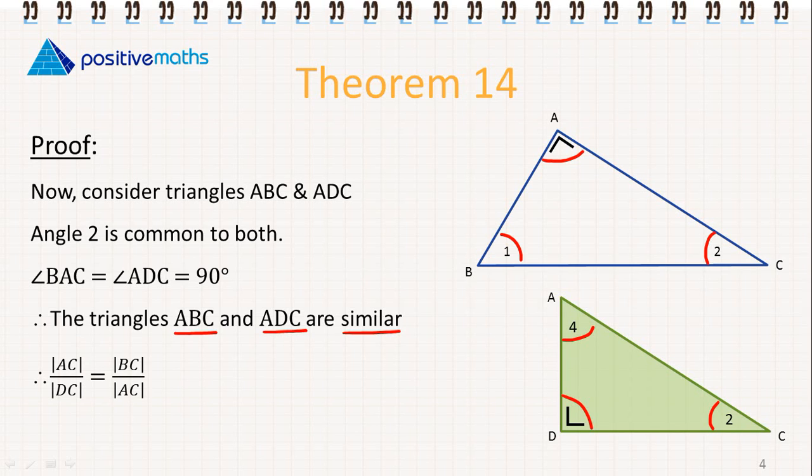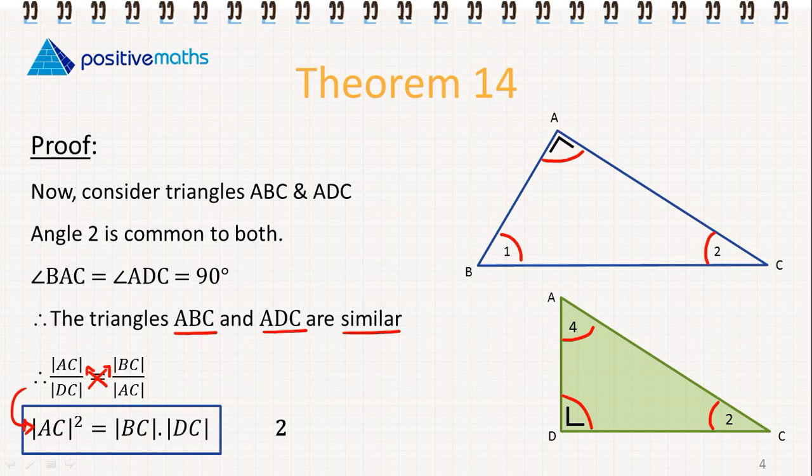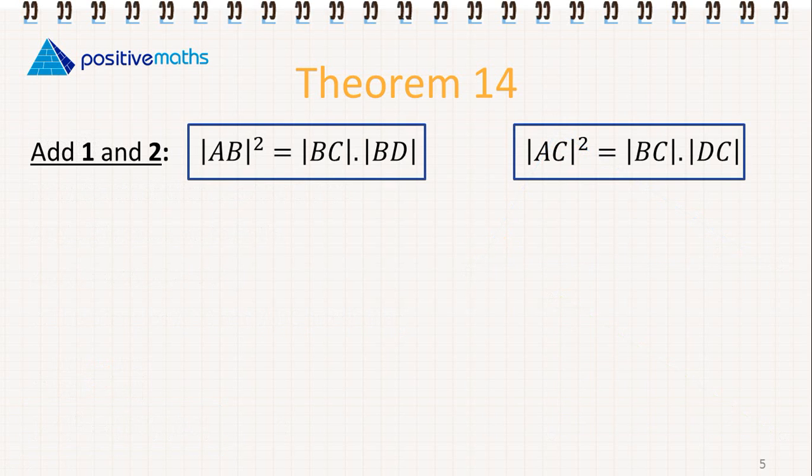So we can therefore say again, the side AC over the side DC is equal to the side BC, again the hypotenuse of the bigger triangle, over the side AC. Therefore, when we cross multiply again, we get the following line: AC squared is equal to BC multiplied by DC. And this is our second equation. The next step is to add 1 and 2.